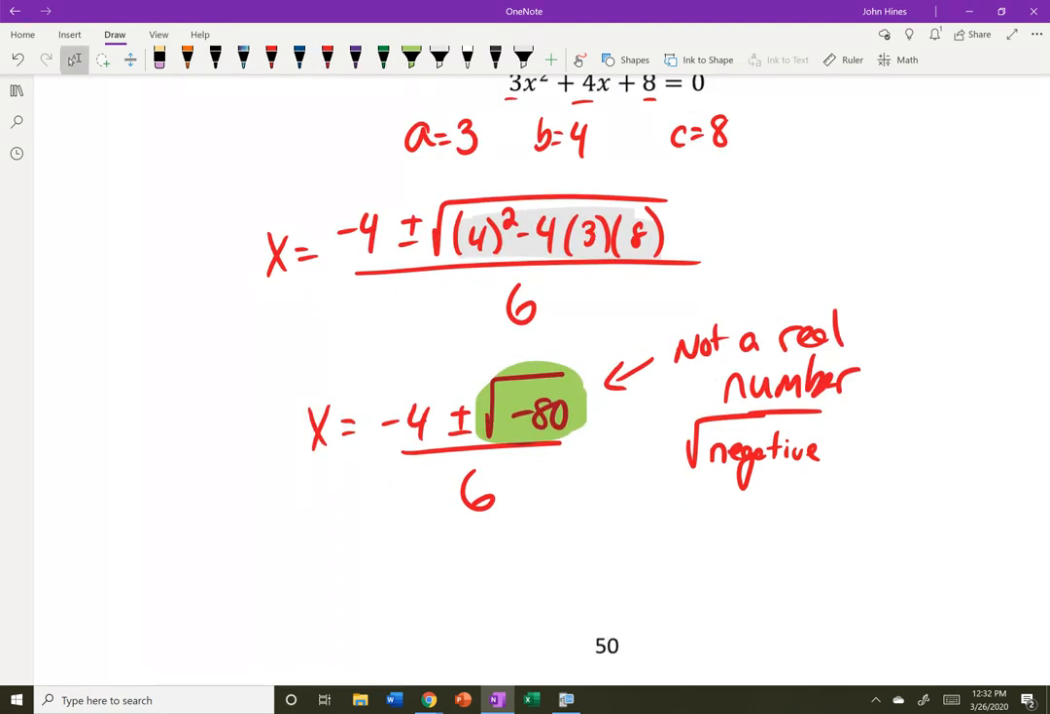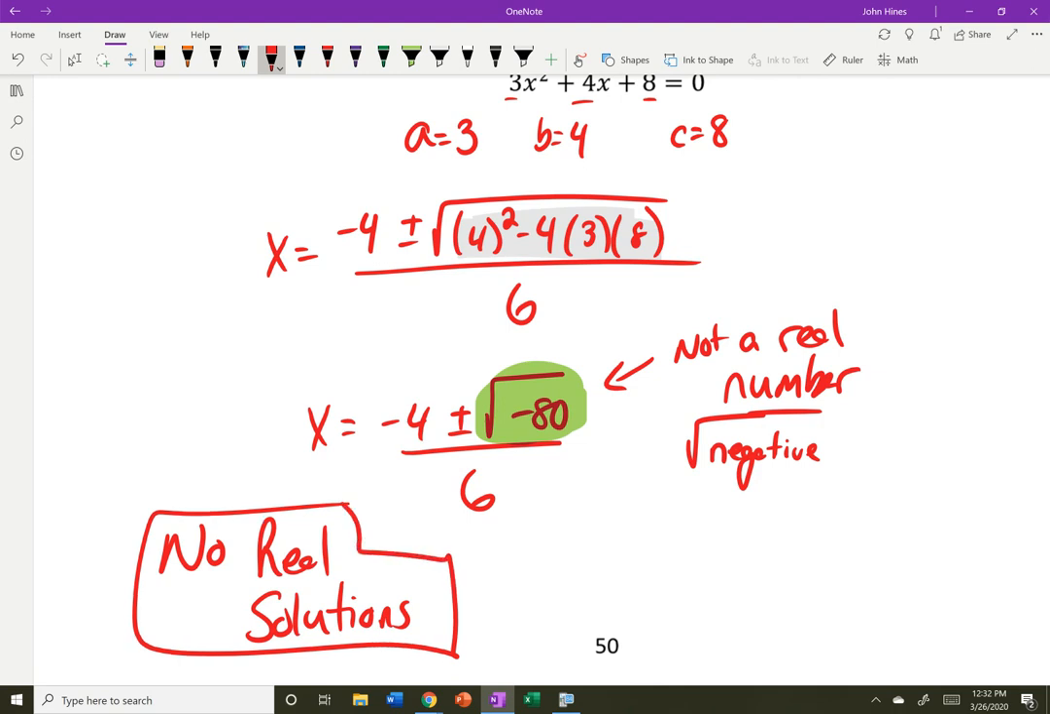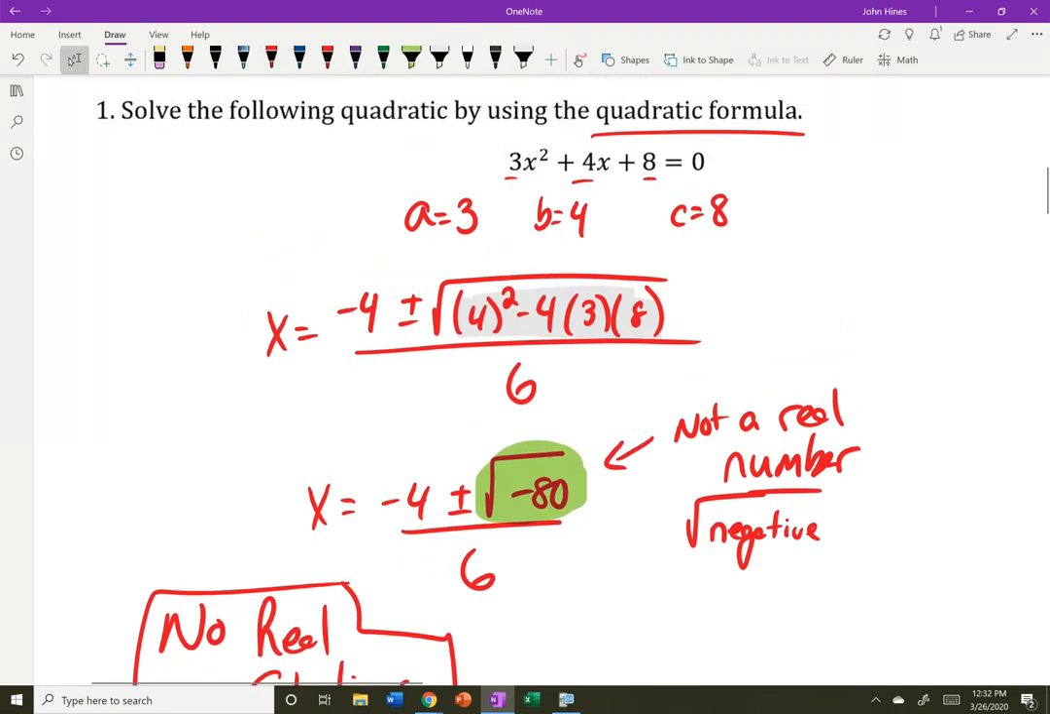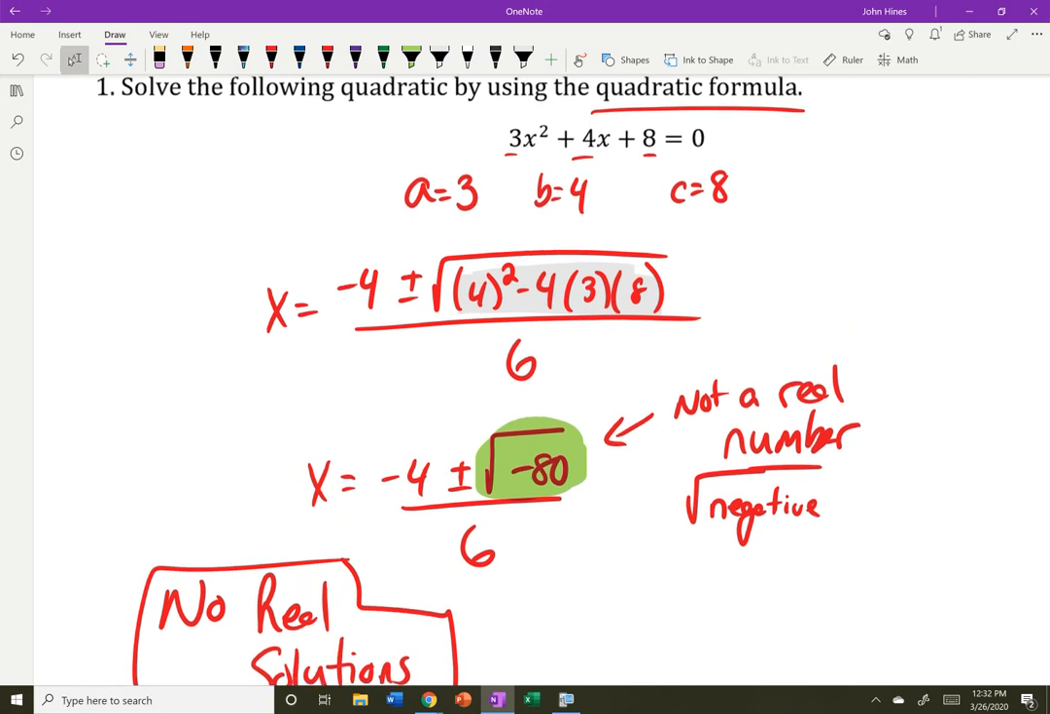So at this point, we quit. We say there's no real solutions. In Algebra 2, we come back and solve this problem, but right now we say there's no real solutions, we're done. I can't solve this equation. There's no real number answers that make it equal to 0. I can plug any number I can think of in for x, and none of those numbers are going to make it equal to 0.